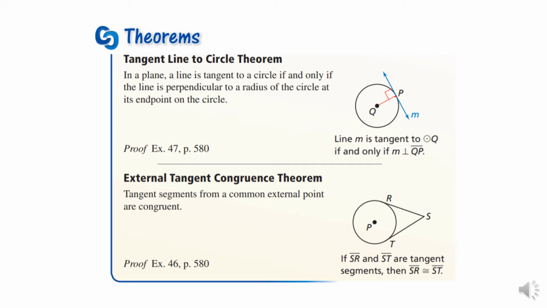The external tangent congruence theorem is if you have tangent segments from a common external point and they go tangent to the same circle, they are congruent. So important things to remember. Okay?